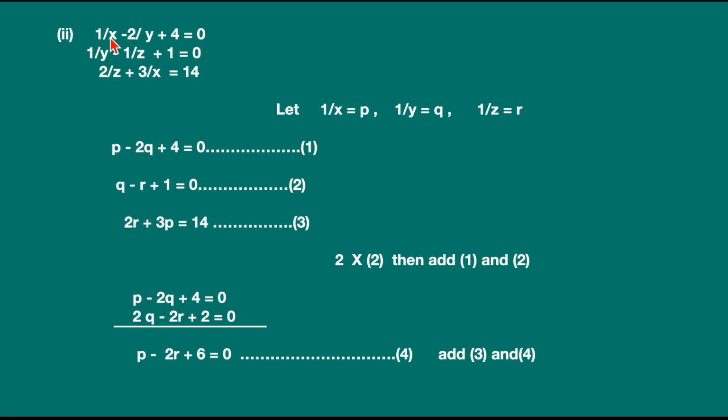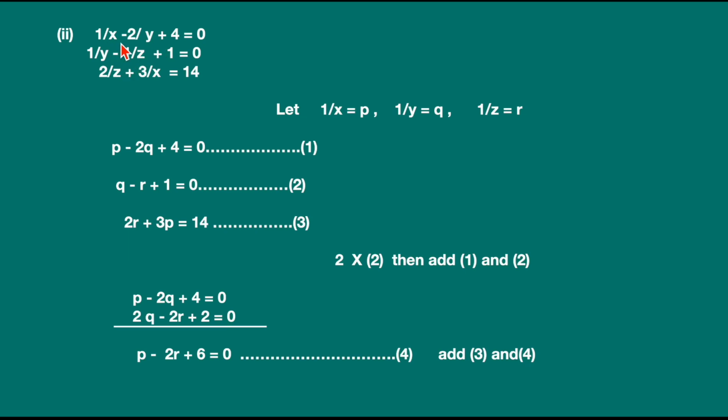Second sum. 1 upon x minus 2 upon y plus 4 is equal to 0. 1 upon y minus 1 upon z plus 1 is equal to 0. 2 upon z plus 3 upon x is equal to 14. So here you can see these variables are in the fraction form. We want to write it in the standard form.